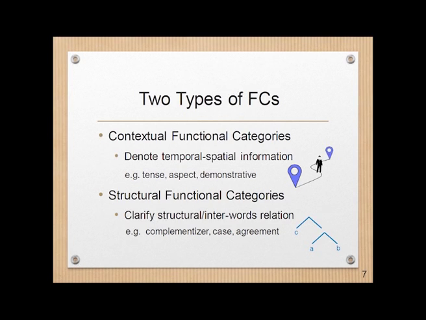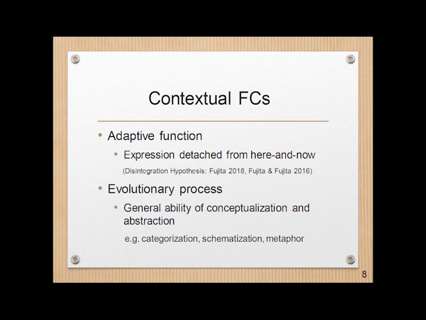Now I propose that these functional categories have distinct adaptive functions and evolutionary processes respectively. First is contextual functional categories. The emergence of contextual functional categories makes it possible to add information detached from the here and now to propositional contents. Therefore, the adaptive function of contextual functional categories was to allow more creative expression that departed from the here and now and most probable interpretations.